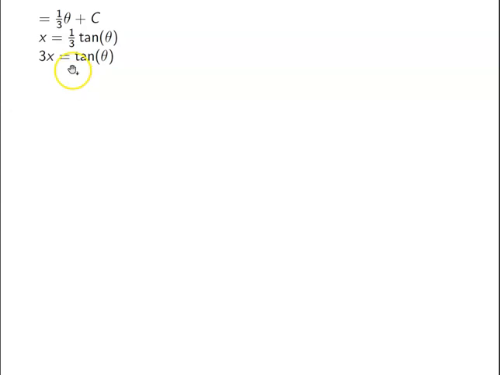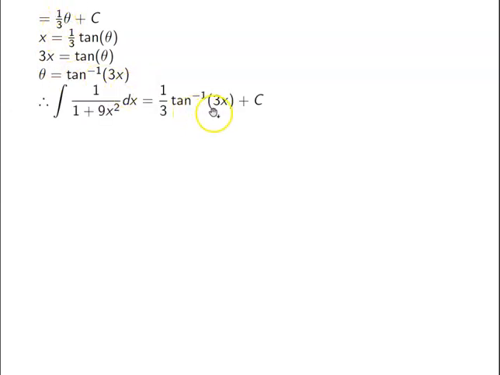Multiply both sides by 3. So now if I want to get theta alone, I take the arctangent or tan inverse, right? And I get tan inverse of 3x is my angle. So my answer then is 1/3, this exact thing, tan inverse 3x plus C. And that is how we integrate something like this with the trig substitution.